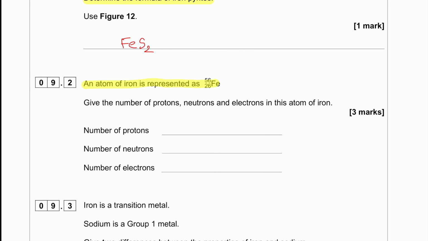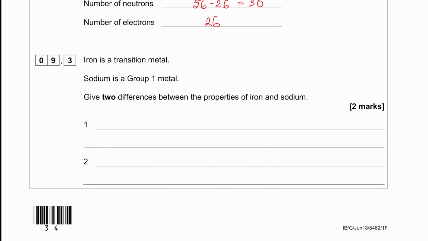An atom of iron is represented with 56 Fe. So basically 56, proton number 26, and iron. So we can definitely say what is the number of protons. The number of protons is 26, number of neutrons is 56 minus 26, which equals 30. Number of electrons will always be equal to the number of protons in an atom. Some say neutral atom. Guys, an atom can only be an atom if it is neutral. Otherwise, it's an ion.